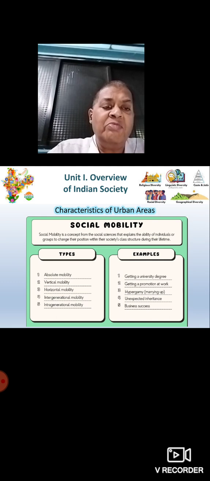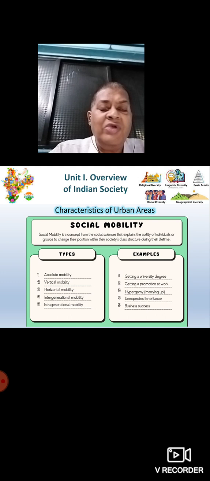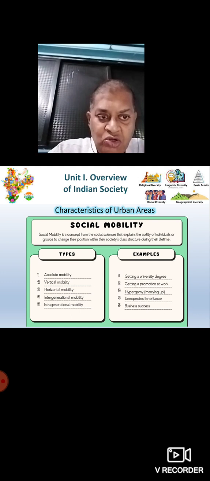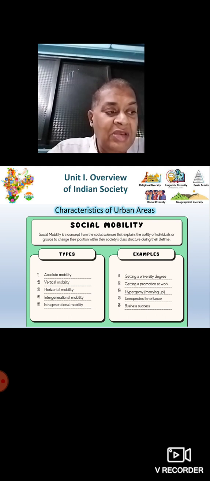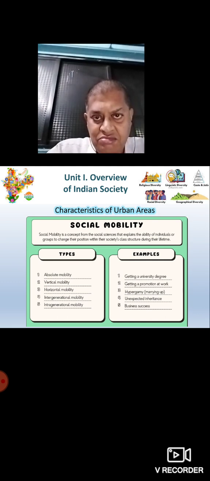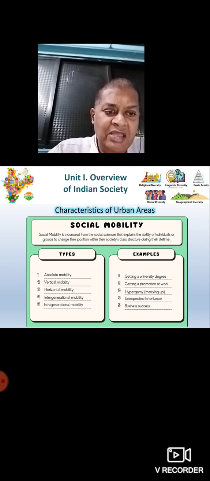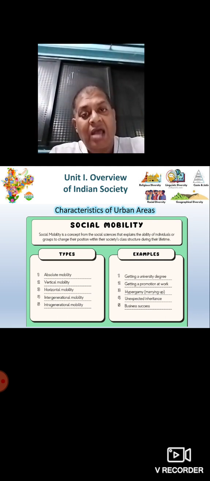Various types of mobility are absolute mobility. To give an example, when one gets a university degree, you suddenly become a graduate from an undergraduate. So that's absolute mobility which cannot be changed. Vertical mobility, getting a promotion at work, that's vertical mobility. Horizontal mobility, marrying a person. So you go from an unmarried person to a married person. That's horizontal mobility. So on, there are many types of mobility which urban areas allow.